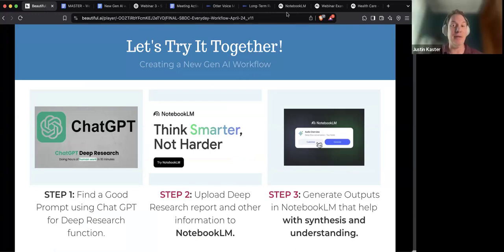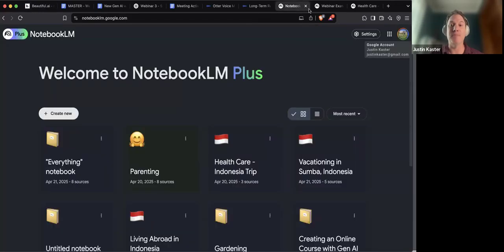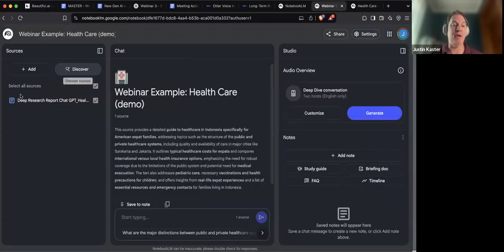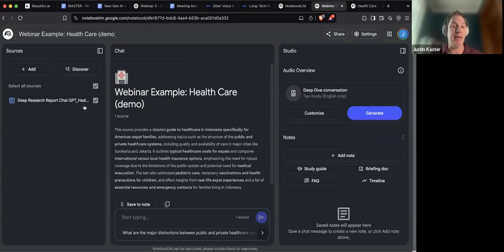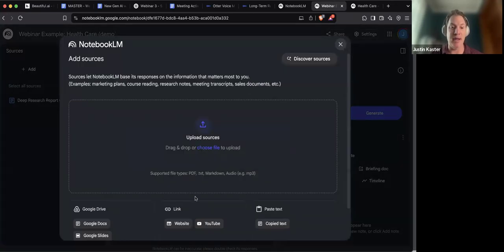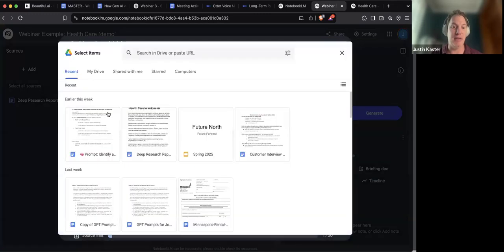So the next thing I did was I took that report and I uploaded it into Notebook LM. If you go to Notebook LM, you should see a screen that looks like this where you can create a new project. So why don't you go ahead and do that here? And you can play around with this after the call as well. But I came in here and I just added that deep research report. I went to my Google Docs, it's 32 pages long, and I just uploaded that report.